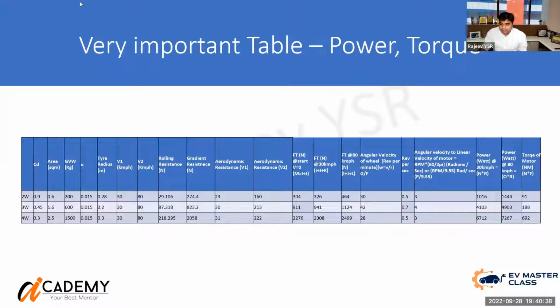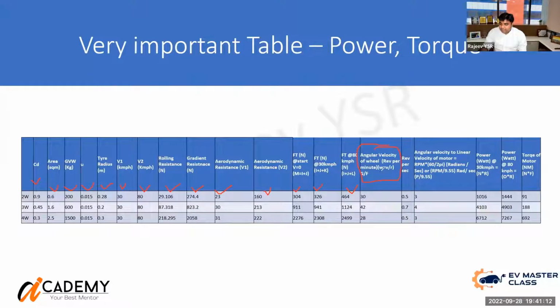Now coming back to this particular thing, same example. Drag coefficient, frontal area, weight, coefficient of friction, tire radius, velocity 1, velocity 2. We found out rolling resistance, gradient resistance, and aerodynamic resistance at velocity 30 kilometers per hour and velocity 80 kilometers per hour. Then we got traction force at velocity 0, at velocity 30 kilometers per hour, and again at velocity 80 kilometers per hour.